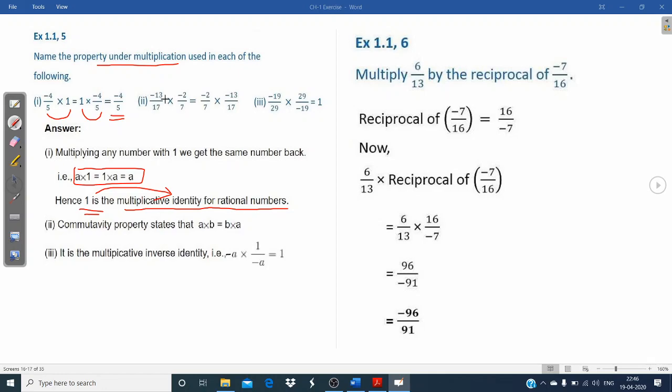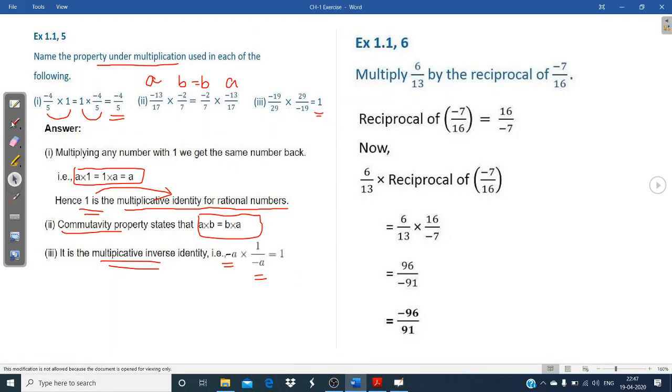In the second part of the question, a number a is multiplied by another rational number b, which equals b into a. Which property is this? This is the commutative property. a multiplied by b equals b multiplied by a. And in the third question, a number is multiplied by its reciprocal, then you always get 1. We did this in the last question. It is the multiplicative inverse property. If the number is minus a, and it is multiplied by its reciprocal 1 upon minus a, you get 1.